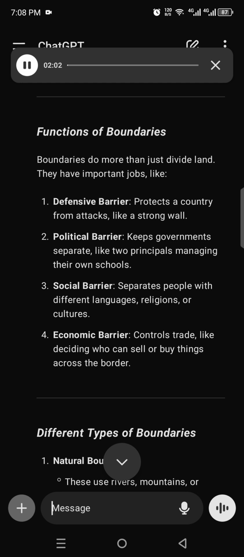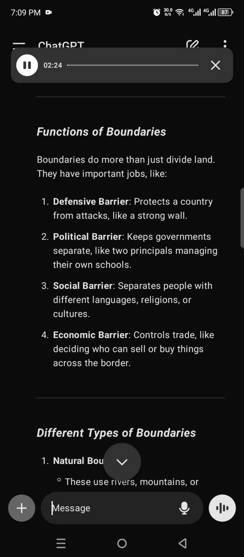Defensive barrier. Protects a country from attacks, like a strong wall. 2. Political barrier. Keeps governments separate, like two principals managing their own schools. 3. Social barrier. Separates people with different languages, religions, or cultures. 4. Economic barrier. Controls trade, like deciding who can sell or buy things across the border.